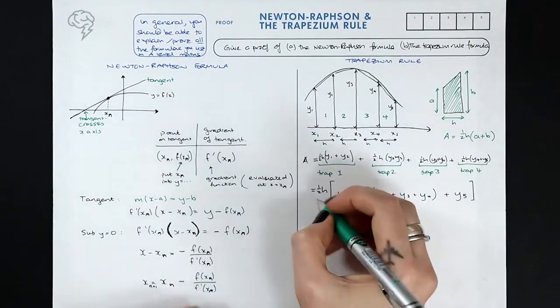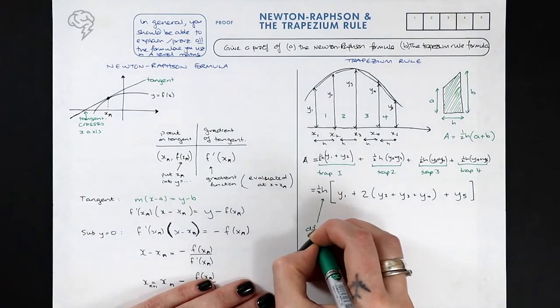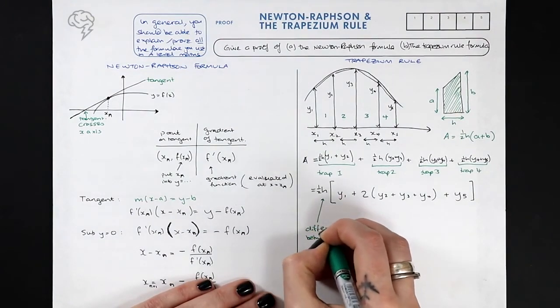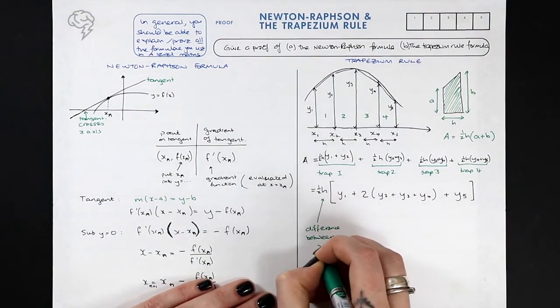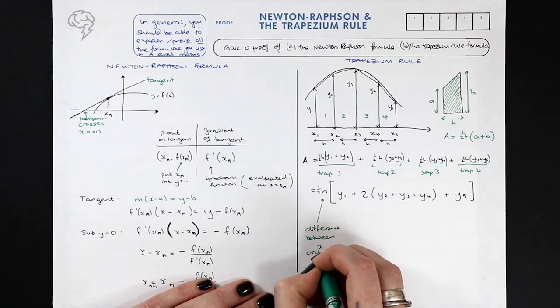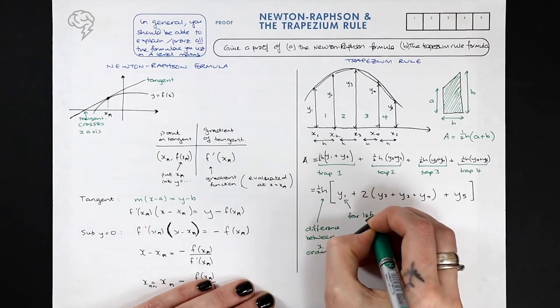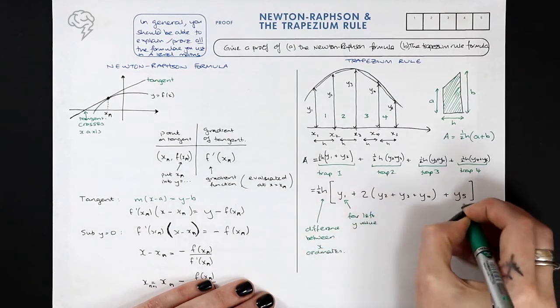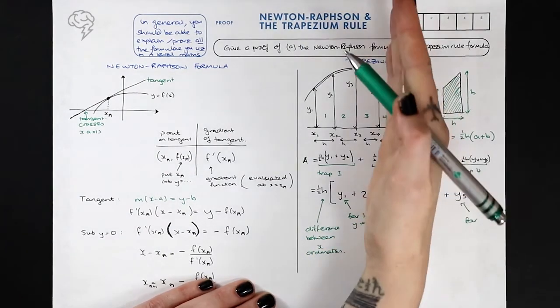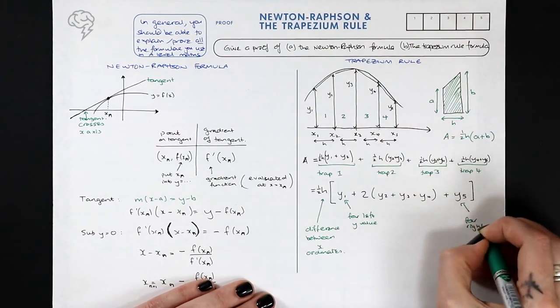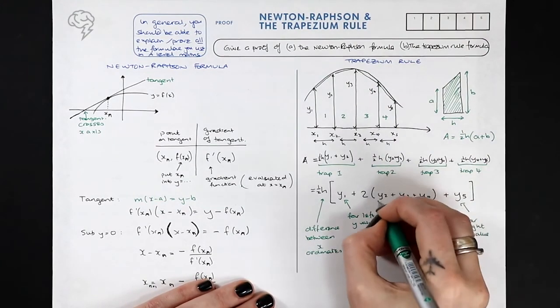And there you have it. There, h, that's the difference between the x's, x ordinates. That's the far left y value. This is the far right y value, this height here. And then these are the other ones.